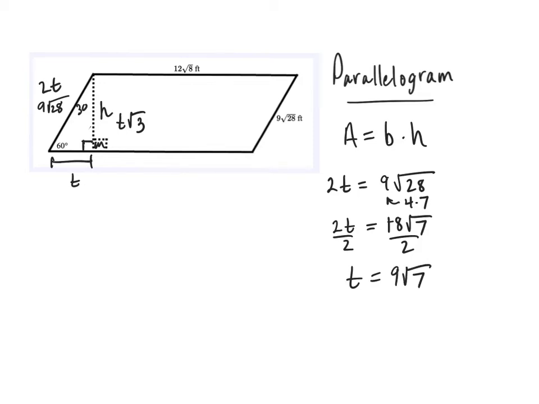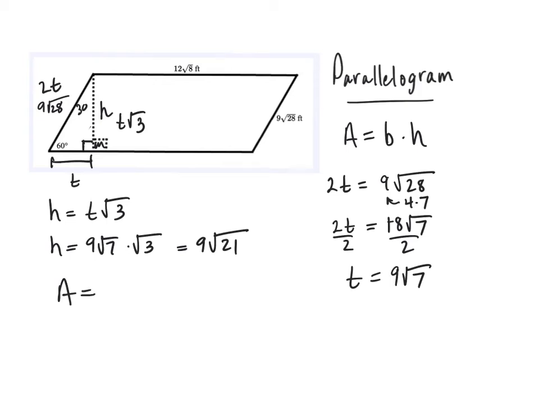Now, the height is my t root 3. And I know what my t is. It's 9 root 7 times root 3, which is 9 root 21. So my area is base times height, and the base is 12 root 8, the same above as it is below in the parallelogram. So it's base 12 root 8 times height 9 root 21.